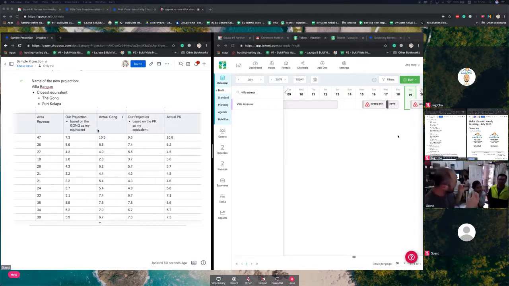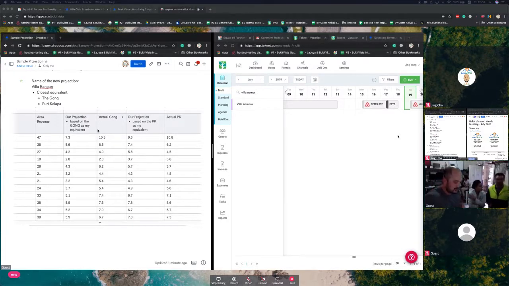So we try to find what your closest equivalent is, and then we tell you what it should be each month. Now, you can be higher each month if you're an extraordinary property. You could be higher all the time, and that's great. But we're just saying what the baseline average should be. That way we'll know if you're an above average property or a below average property. Okay, does that make sense?